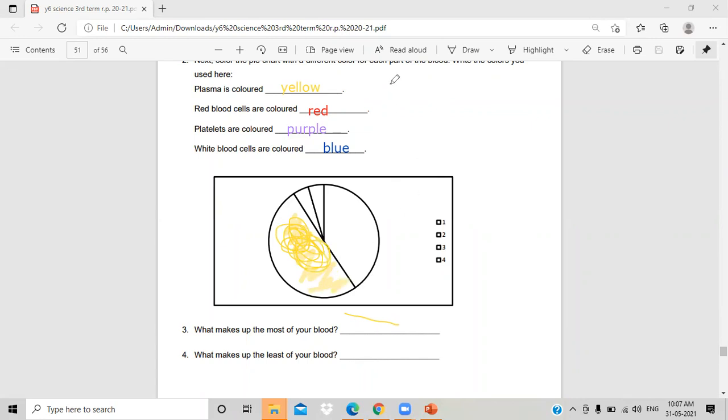Okay. And then there are the red blood cells, which will be the second biggest part. So I'm going to color this red, and then those two small parts. One of them will be the white blood cells, and one of them the platelets. Yes, exactly. So I'm going to color one of them purple and the other one blue. Okay, thank you, Farida.